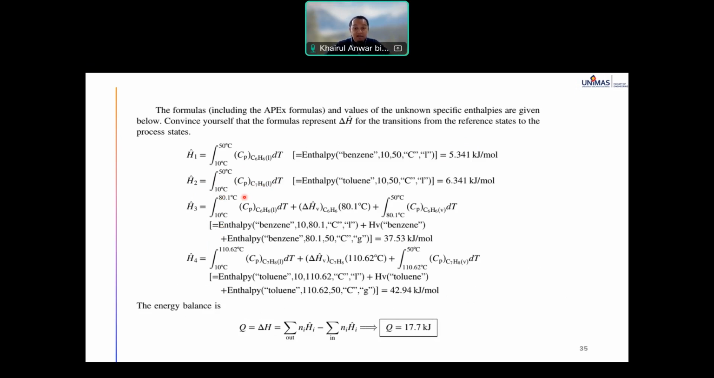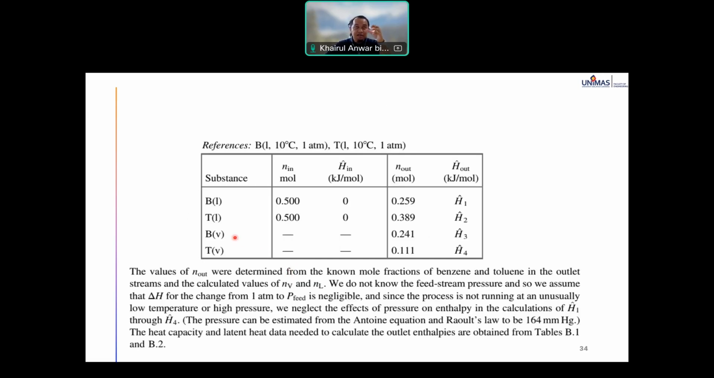Only A and B. Do the integration. So this one is 50 minus 10. Okay, for H3 there are phase changes, from liquid to vapor.